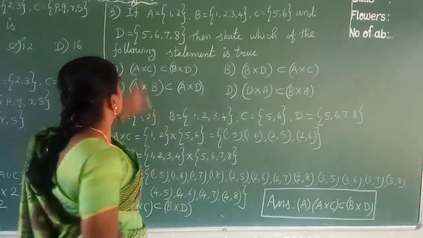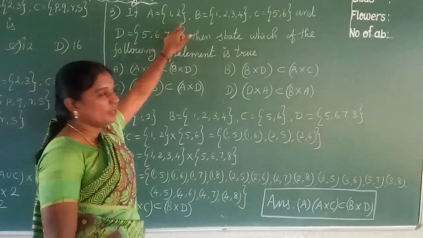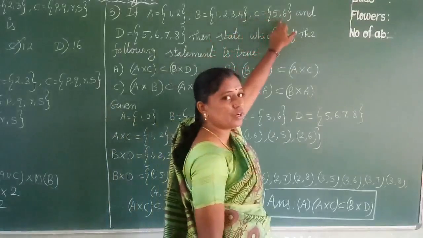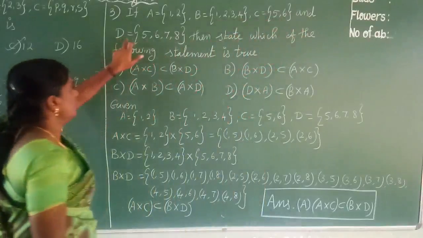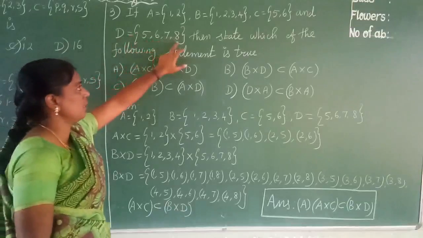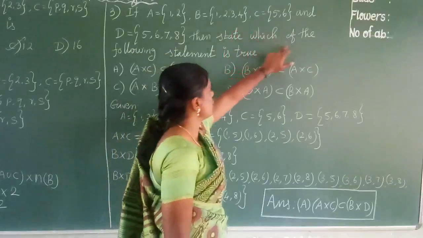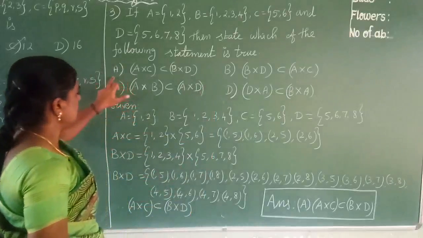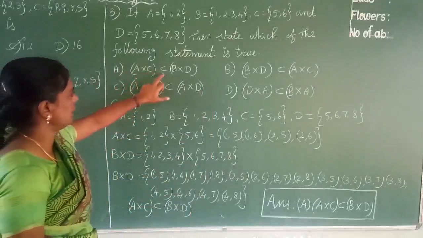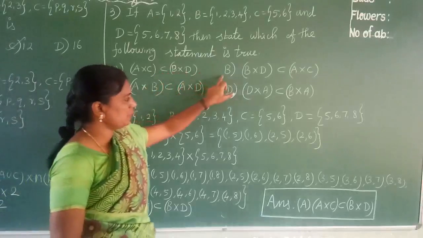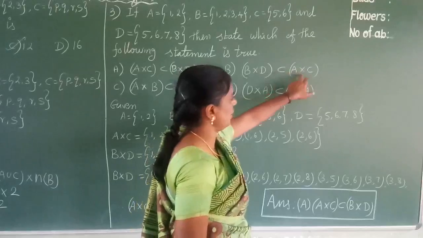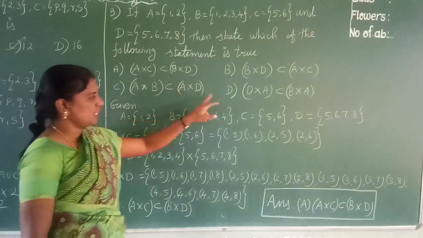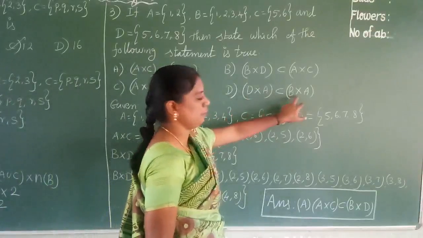Third sum. If A is equal to the set {1, 2}, B is equal to {1, 2, 3, 4}, C is equal to {5, 6}, and D is equal to {5, 6, 7, 8}, then state which of the following statements is true. First option: A cross C contains B cross D. Second option. Fourth option D: D cross A contains B cross A.